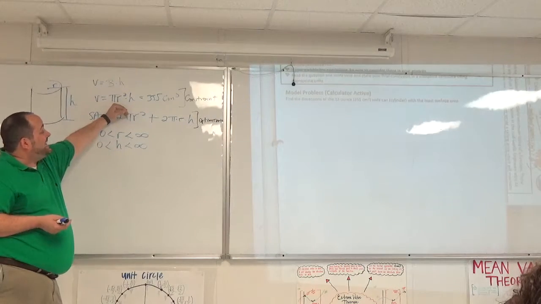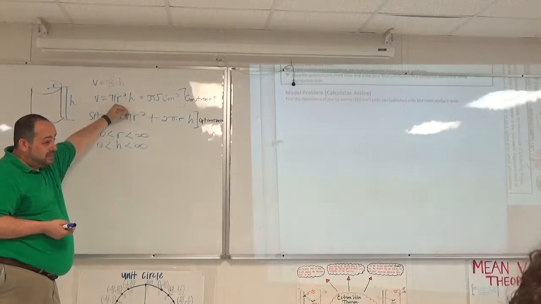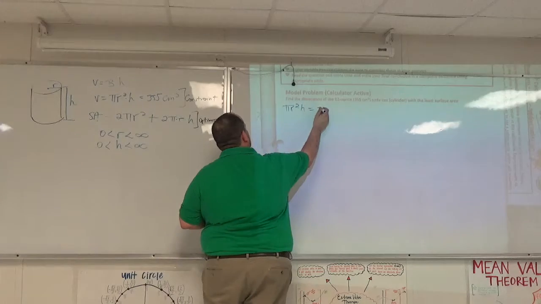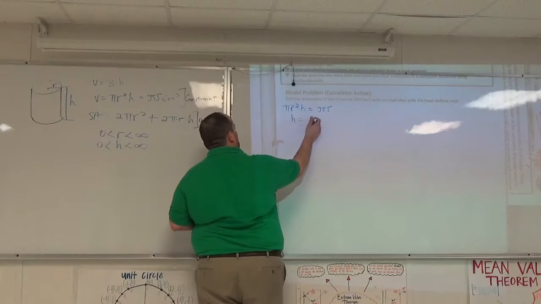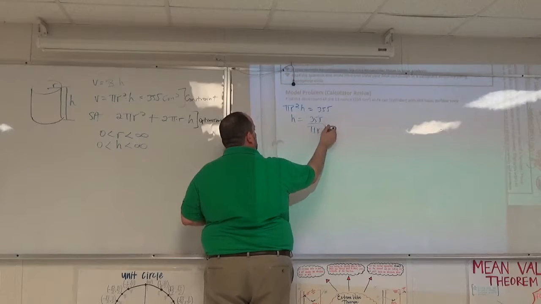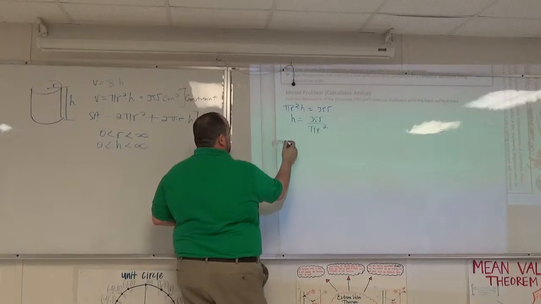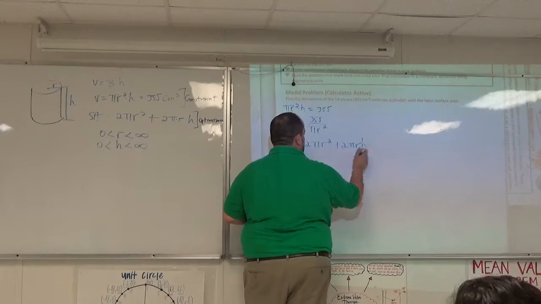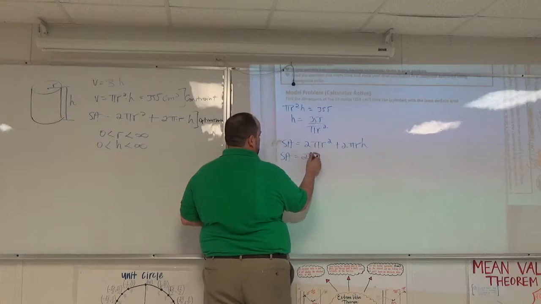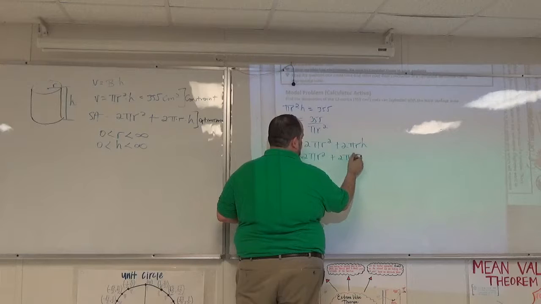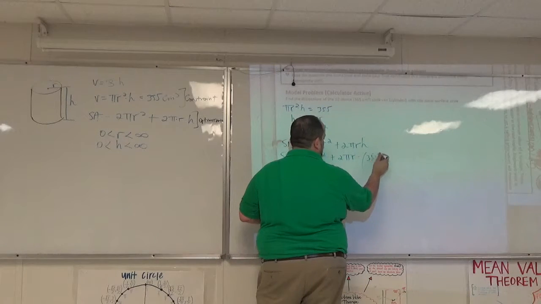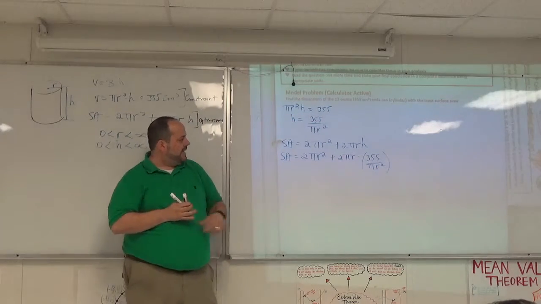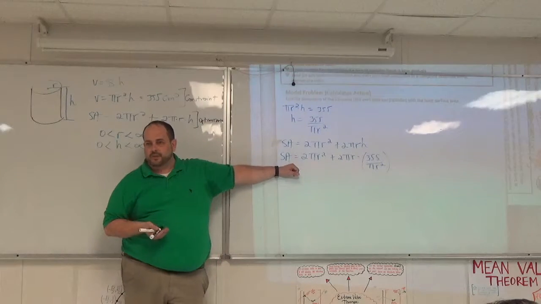I think height would be easier to solve for. So you know that pi r squared times height is equal to 355, so h is 355 over pi r squared. My surface area equation is 2 pi r squared plus 2 pi r h, but we're going to substitute. We've got 2 pi r squared plus 2 pi r times 355 over pi r squared. Can I successfully take a derivative of this equation?